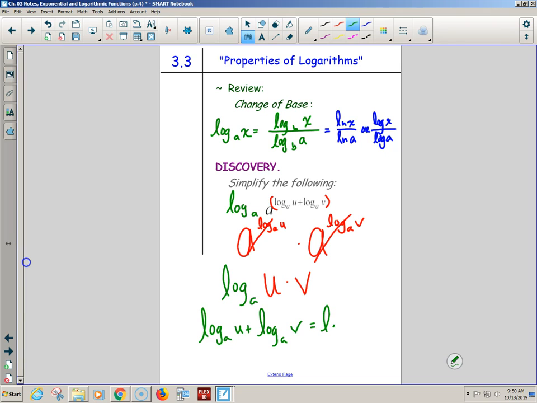What we just saw was why the property is what it is. And it all has to do with addition of exponents being multiplication of their powers. So that's the whole reason why the sum of two logs with the same base ends up being a single log of the multiplication.